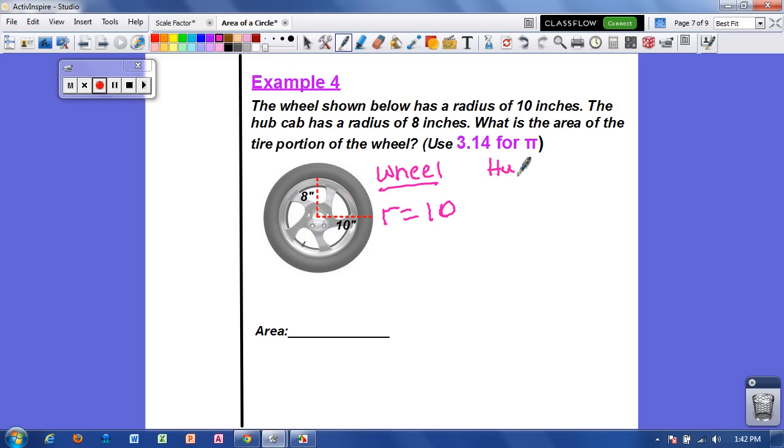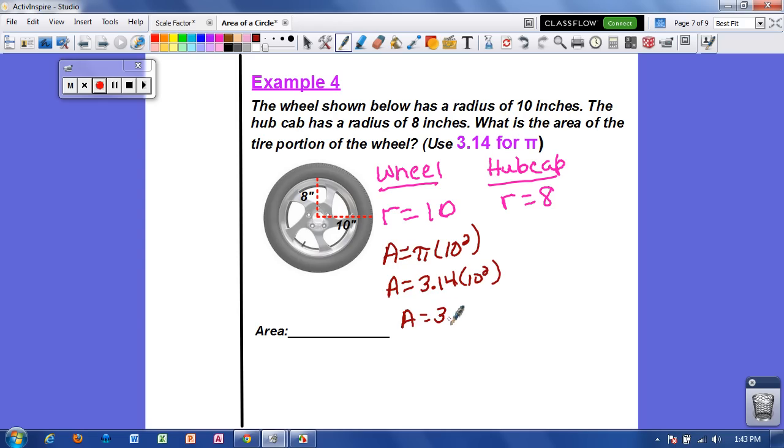So for the hubcap, that radius is going to equal 8. So now I've got to find the area of both and find the difference between them. Alright, so for the wheel, area equals pi r squared, so that would be 10 squared. And then I'm going to use 3.14 for pi. So area equals 3.14 times 10 squared. And then 10 squared, we know that's 100.